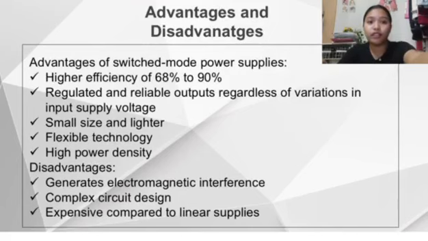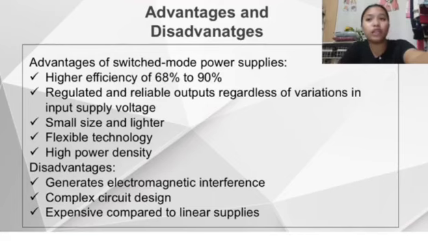The advantages and disadvantages of SMPS. First is the efficiency. SMPS has higher efficiency, which is about 68% to 90%. So mataas yung percentage niya na efficiency, yung effectiveness ng paggamit ng SMPS. Next, regulated and reliable outputs regardless of variation in input supply voltage. So ma-regulate siya and reliable yung mga nilalabas na output, regardless kung ano man yung variation ng input mo sa supply voltage.